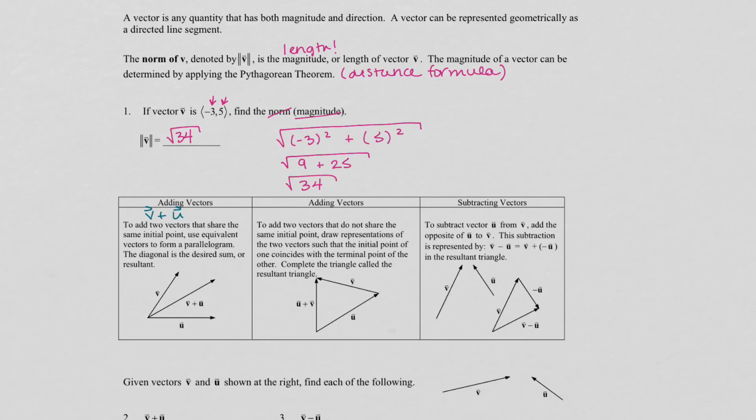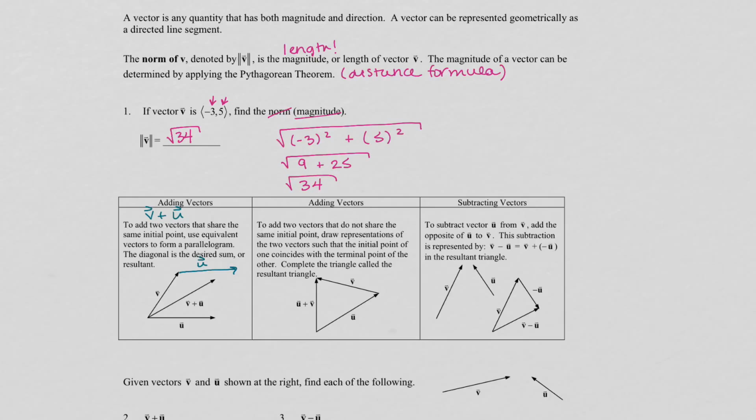And so I'm going to do that here. Again, v is my first vector, so it's going to stay where it is, and I'm going to redraw u with the same length and the same direction. And so here is my redrawn u. And then to find vector v plus vector u, I draw a vector that goes from the initial point of v to the terminal point of my redrawn u. So from the beginning of v to the end of the redrawn u.